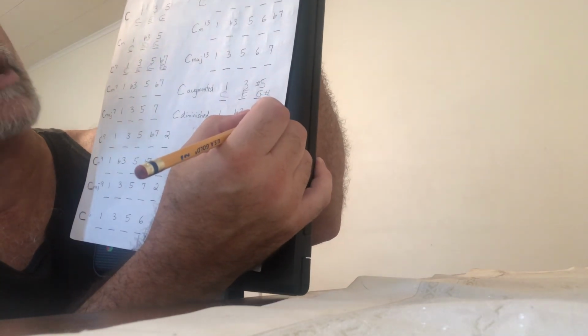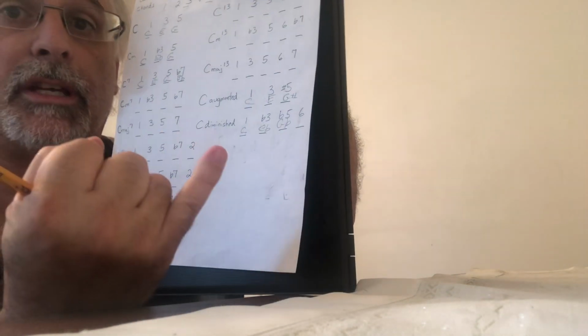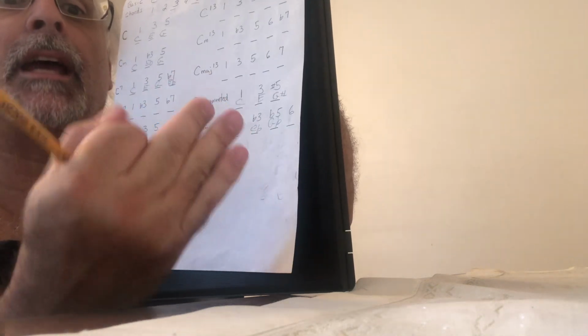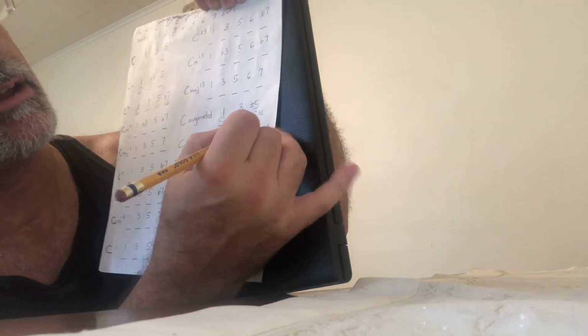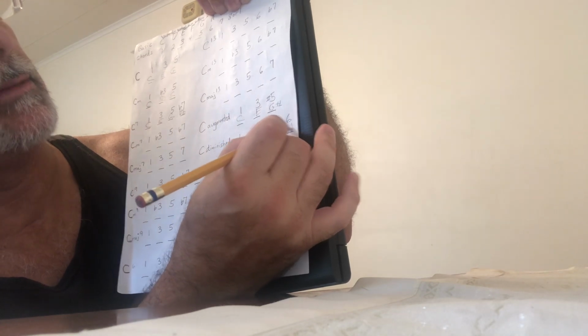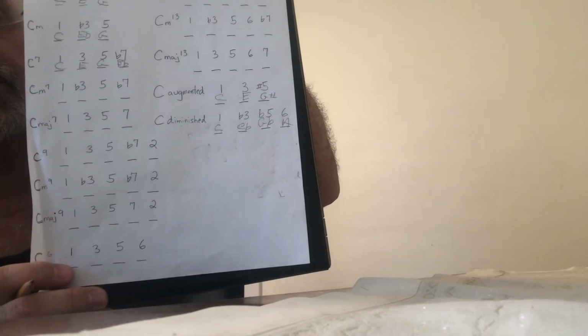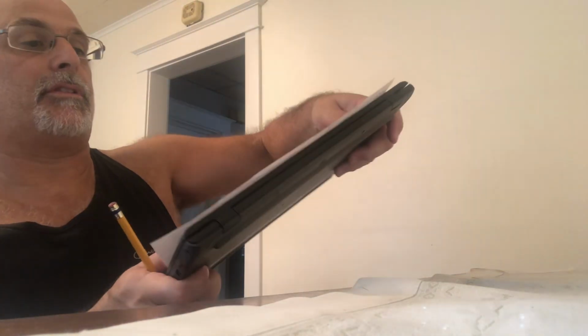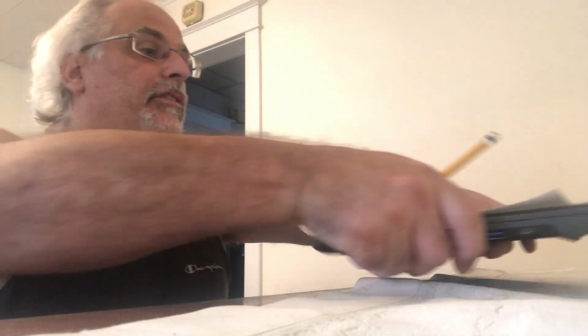Finally, you have the 6th. So if you went C is the 1, D, E, F, G, A, you can go to that, or you could just count. You count your A as the 6th note. So a C diminished chord is C, E flat, G flat, and A: the first, the flatted third, the flatted fifth, and the sixth.